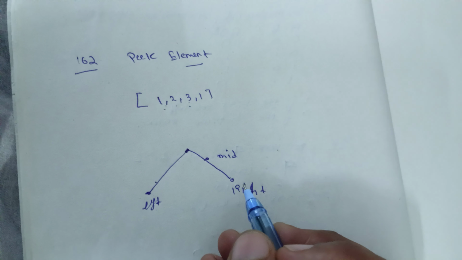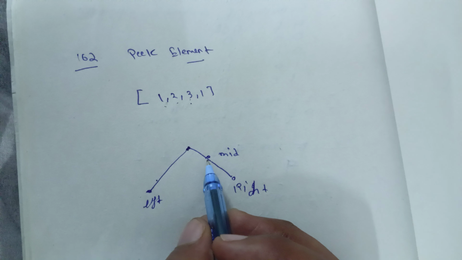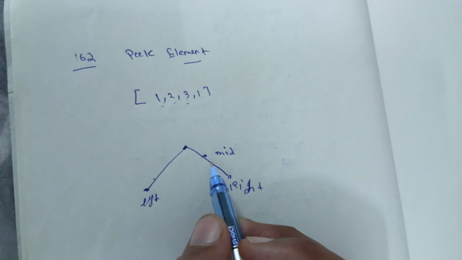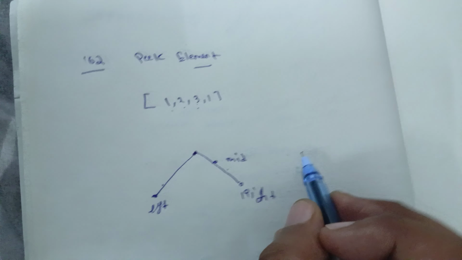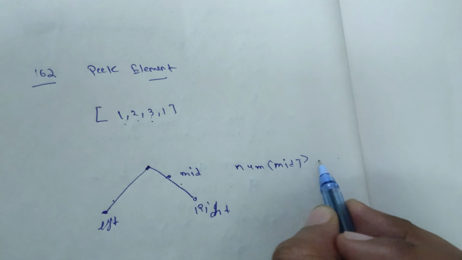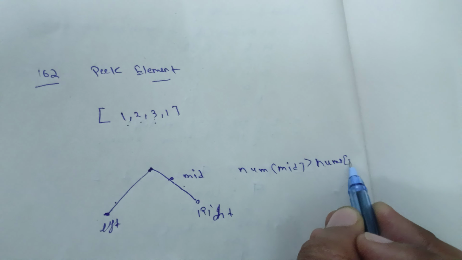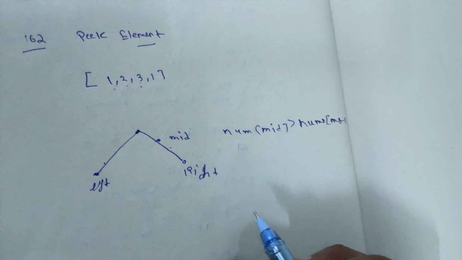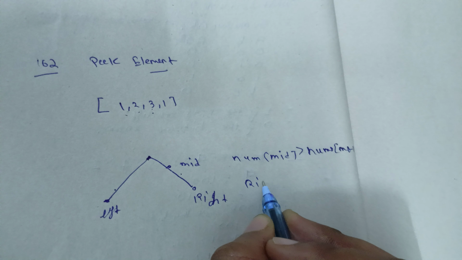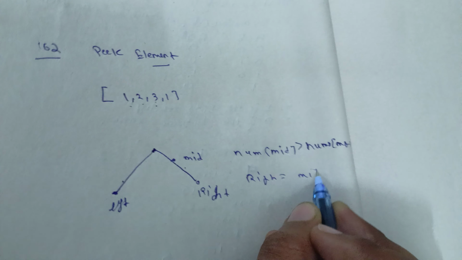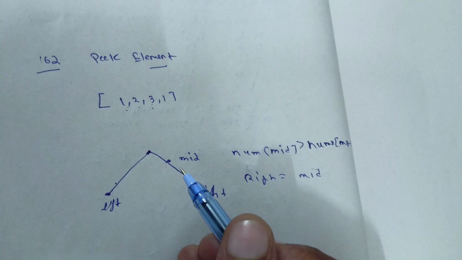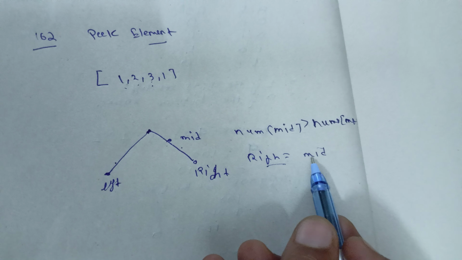If mid appears here, then you have to check whether nums of mid plus 1 is less than or greater than nums of mid. In this condition, nums of mid is greater than nums of mid plus 1. So what we have to do is assume that right is equal to mid, because this can also be a chance to become the peak element. That's why we can make right equal to mid.